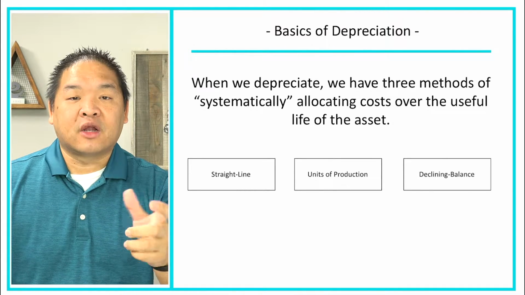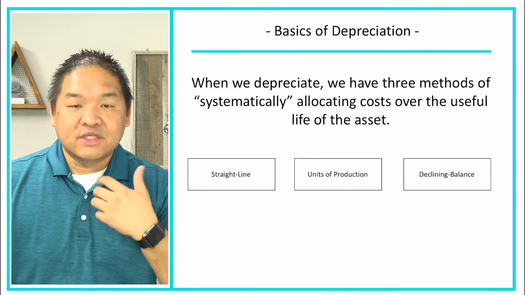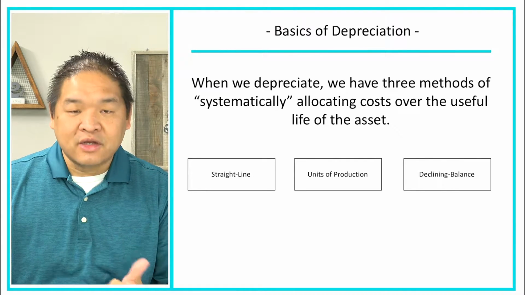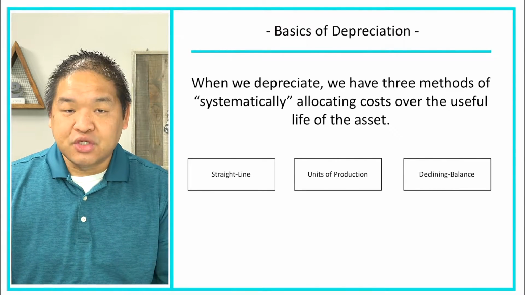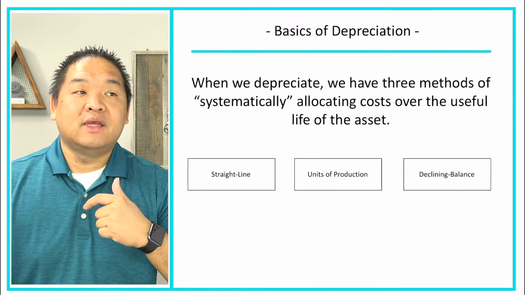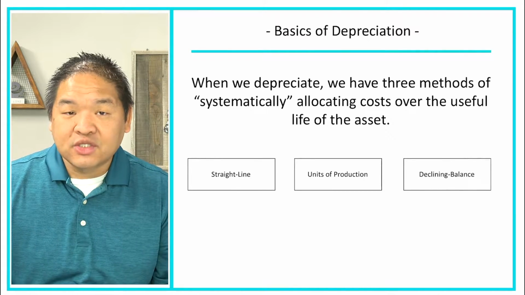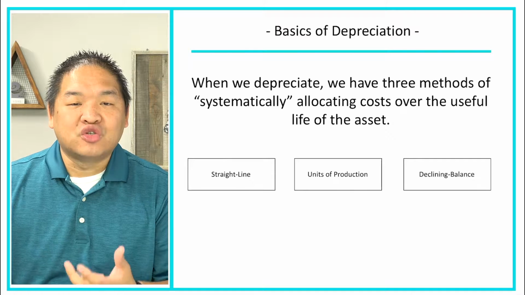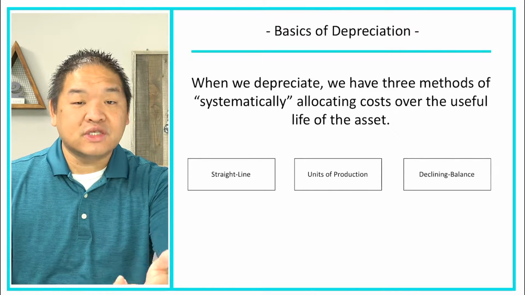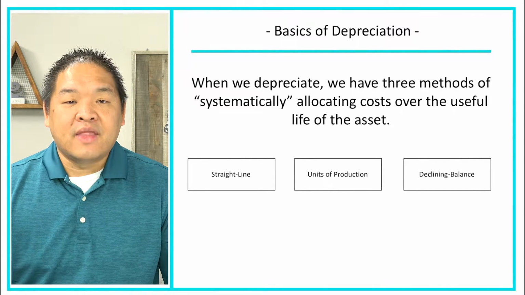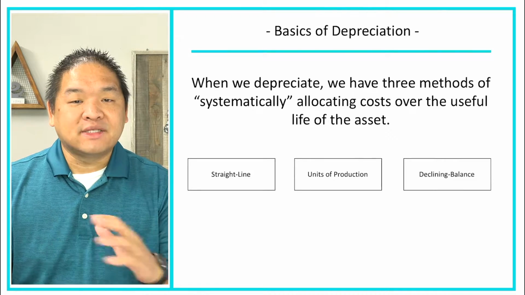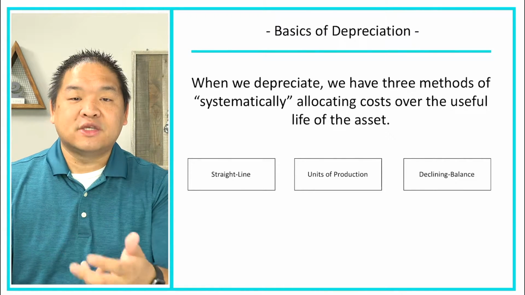cost driver. A cost driver is what makes the cost go up. So it could be miles, it could be number of units produced, it could be usage, it could be machine hours. So some type of driver drives the cost or the usage of that asset, and that's what we're going to allocate the cost based on, that cost driver.